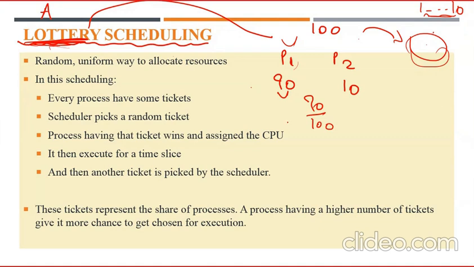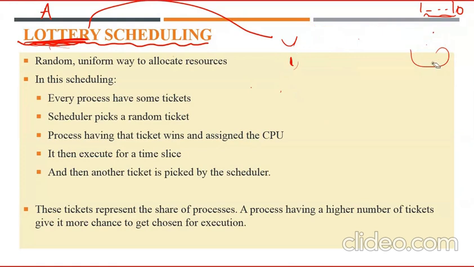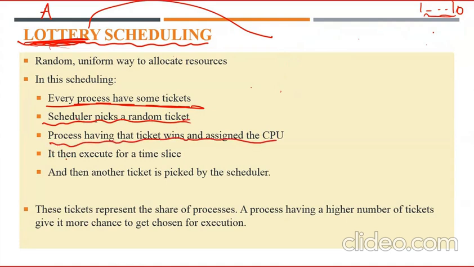In a similar fashion, if P1 is holding many tickets, there is a very high probability that he will get a chance and win this lottery system. In the lottery scheduling algorithm, every process has some tickets. For a particular process, we give a certain number of tickets. Here we have a scheduler which picks a random ticket, and the process having that ticket wins and executes.